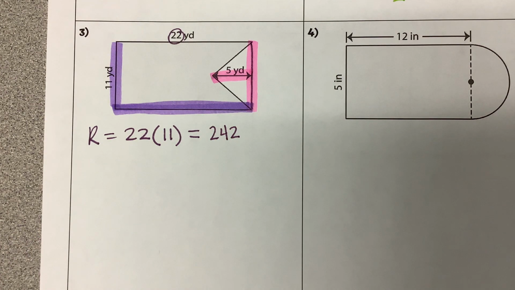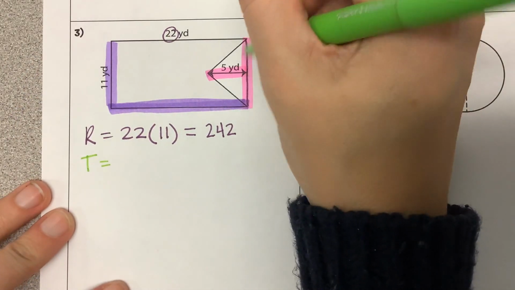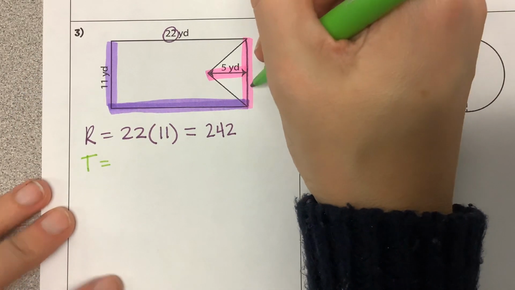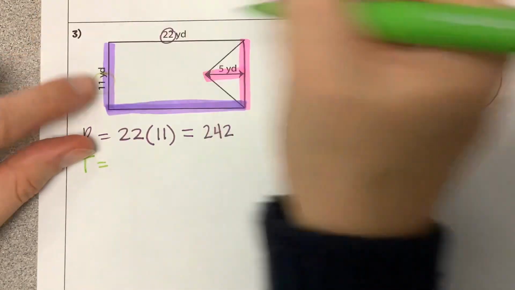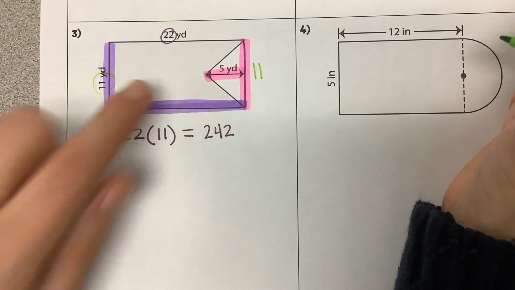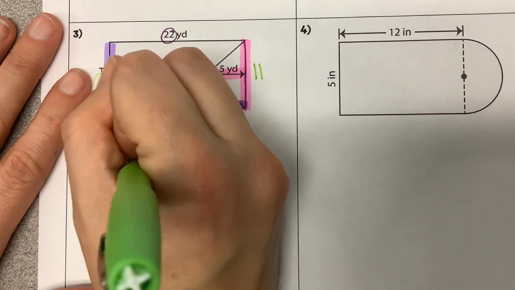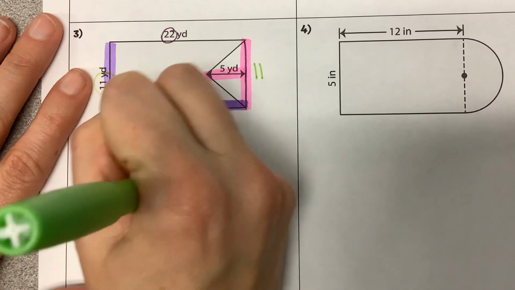Then for our triangle, I don't see a base length here, but that's the right side of the rectangle, so I look on the opposite side, which is 11, so that tells me that that base length is 11 with a height of 5. So for our triangle, we're doing our base of 11 times that height of 5 divided by 2.